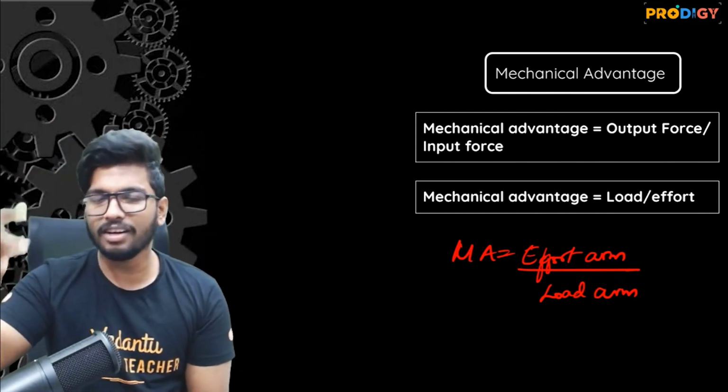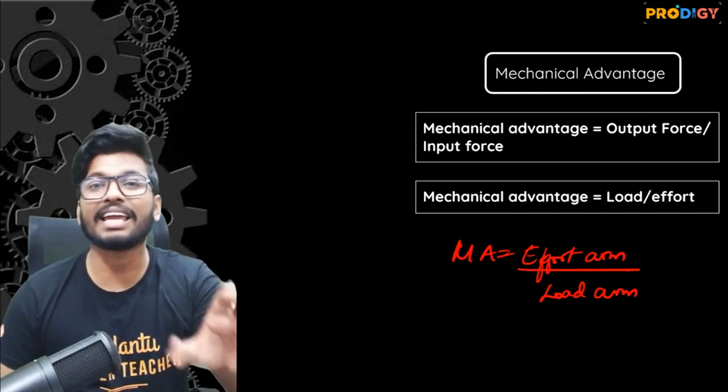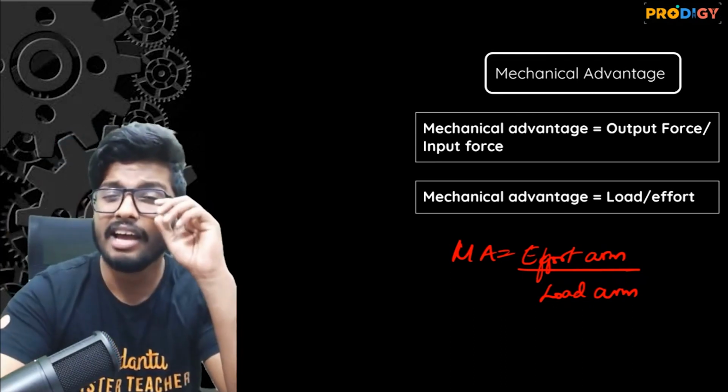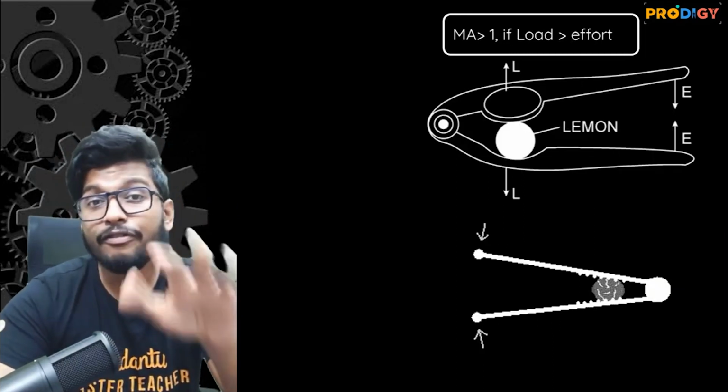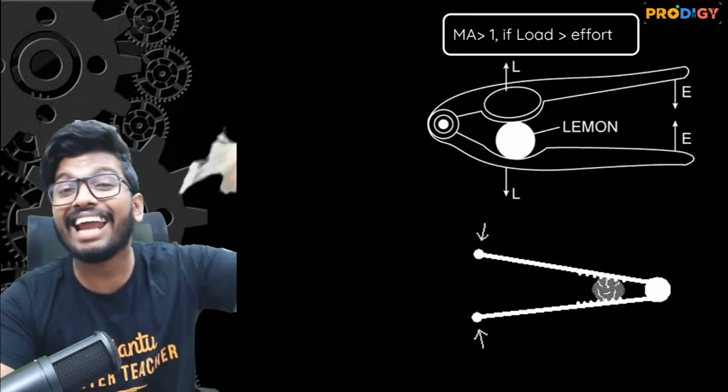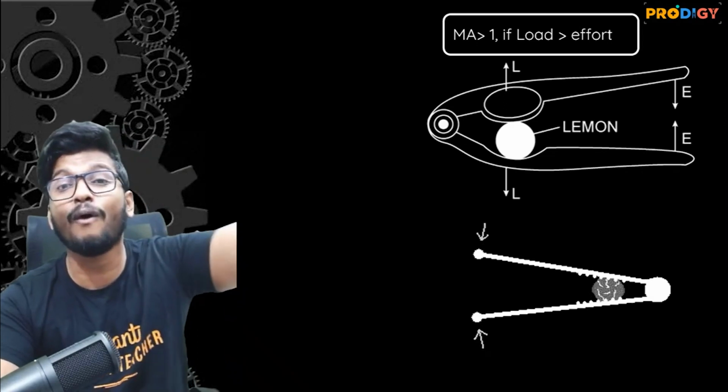All right, so load by effort, or effort arm by load arm. That is your mechanical advantage. Now, guys, different systems will have different mechanical advantages. If mechanical advantage is greater than 1, then that is a force multiplier.